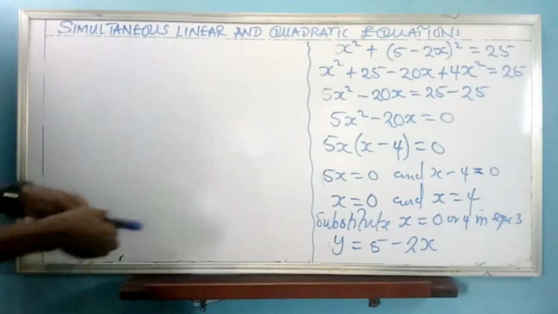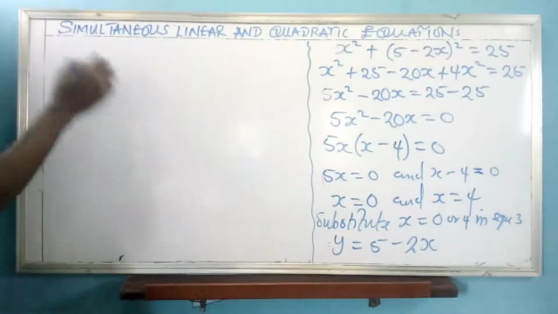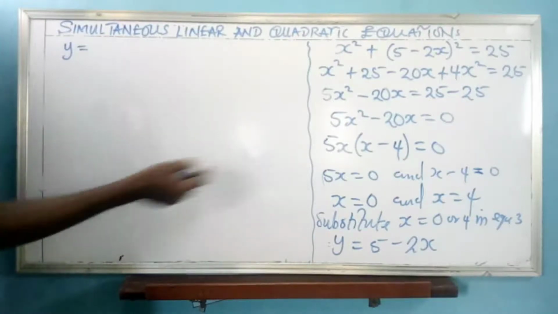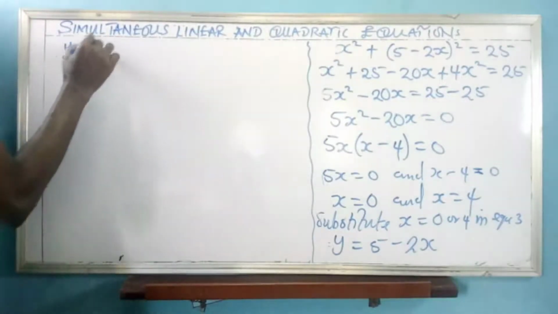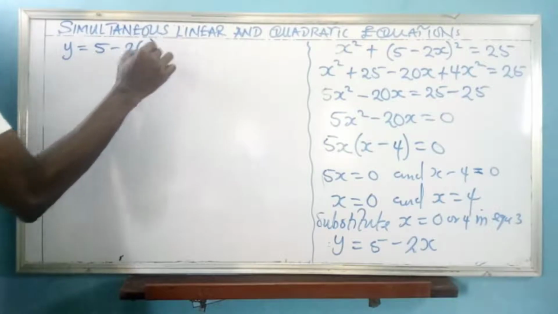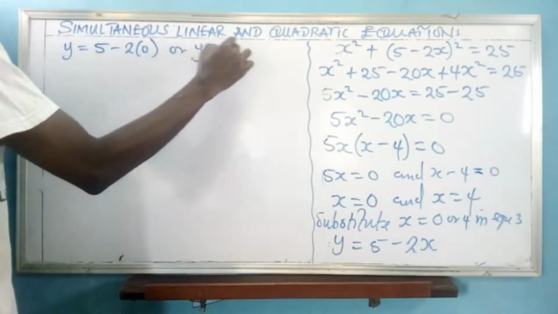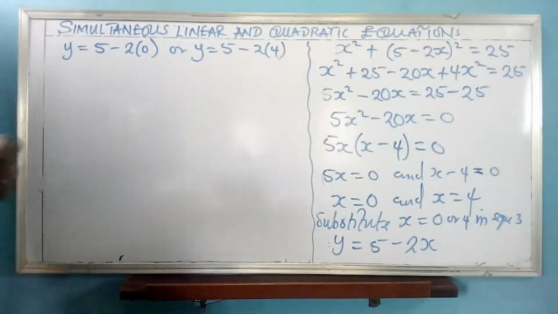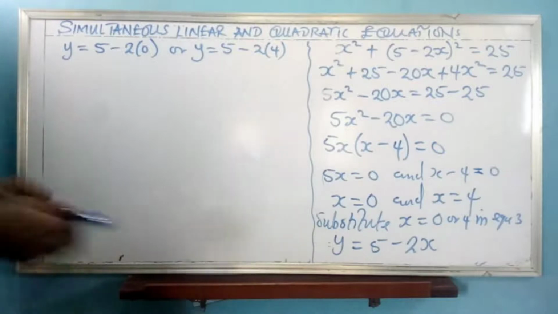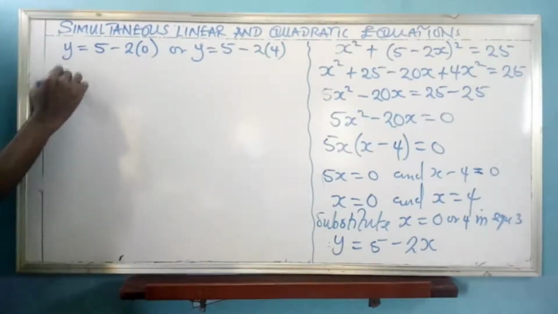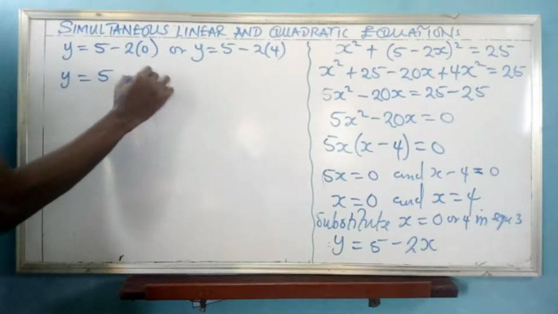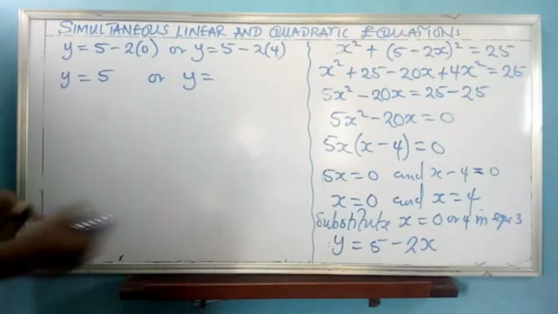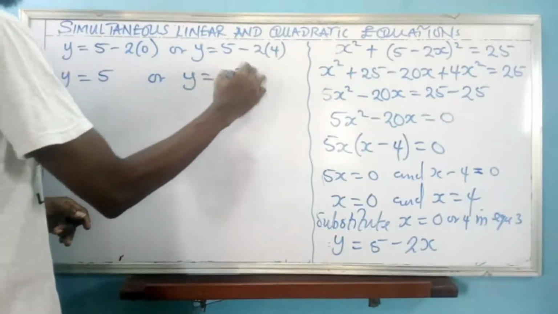Okay, so now the next thing you're going to do, you place it one at a time. When x is equal to 0, that is y equals 5 minus 2 times 0, so y equals 5. Then y equals 5 minus 2 times 4. Okay, 5 minus 2 times 4. So those are the two ends. So we now have y equals 5 here, or y equals, what's the answer? Oh yeah, that is 5 minus 8, that's minus 3.